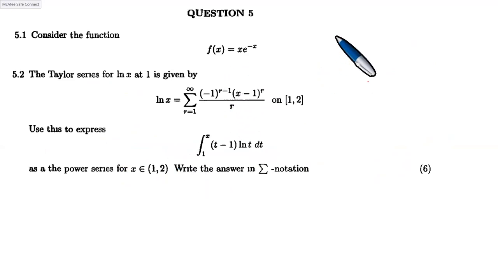Now consider the same function f of x. The Taylor series in x at 1 is given by this. Use this to express this integral as a power series. Write the answer in sigma notation. We saw something like this and we package it again. So they've given us the Taylor series of what? For ln x at 1. That's why it's x minus 1. It's at 1. But it is on the interval 1 to 2, closed and bounded. Use this to express the integral from 1 to x as a power series, for x between 1 and 2. Write the answer in sigma notation.